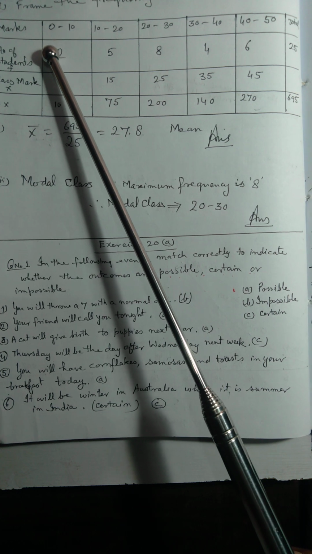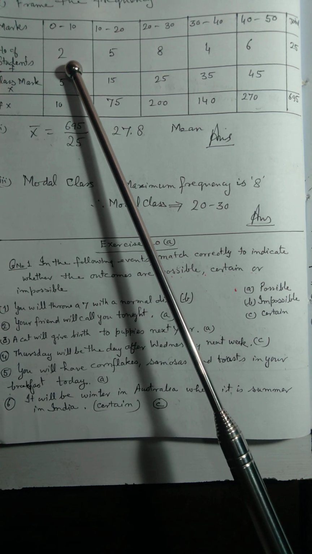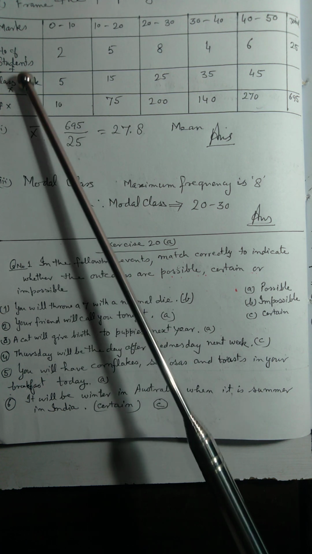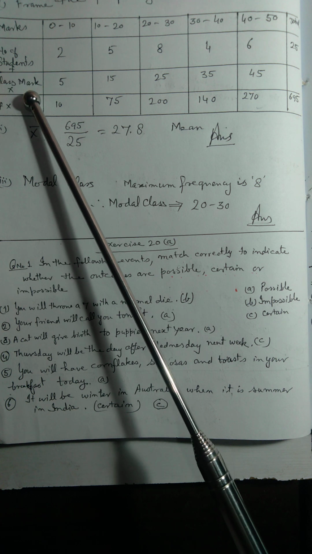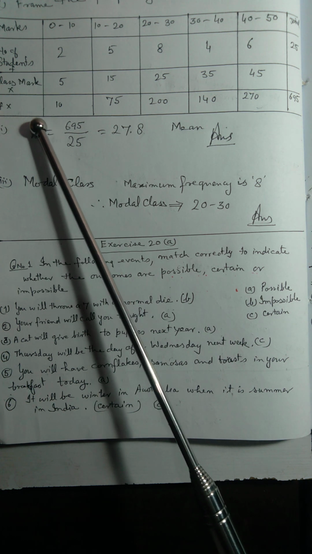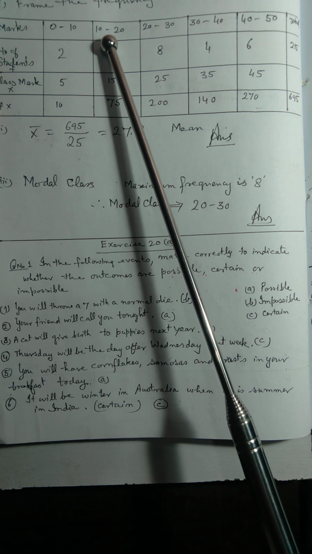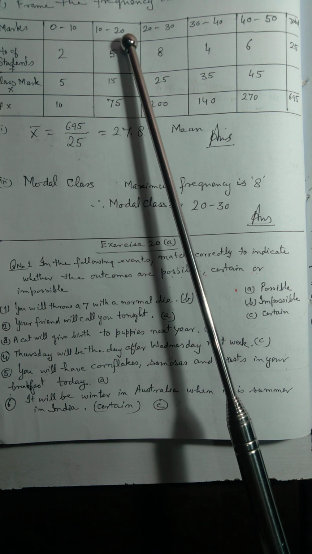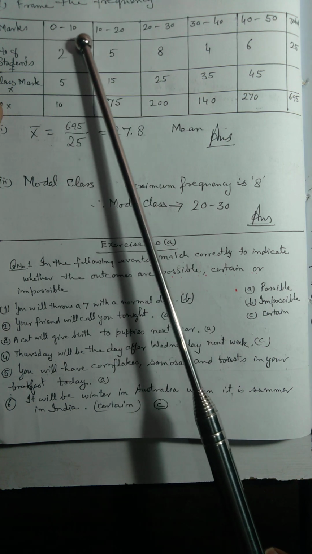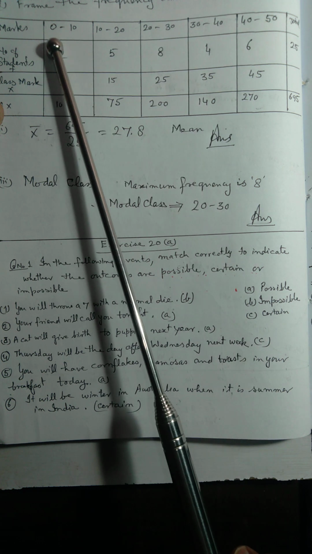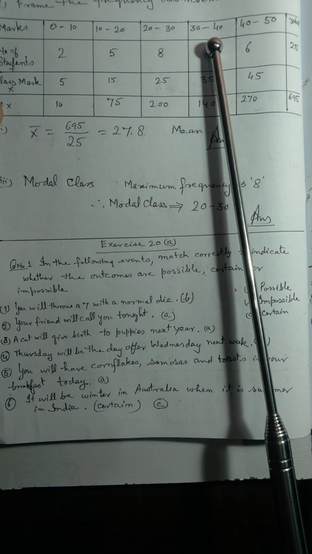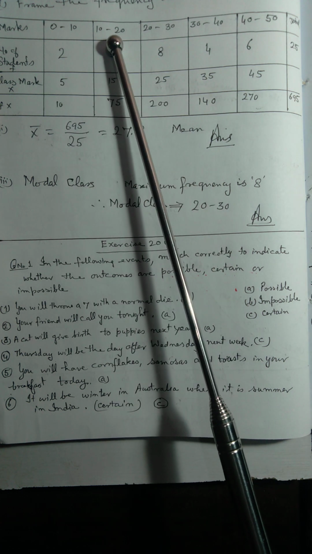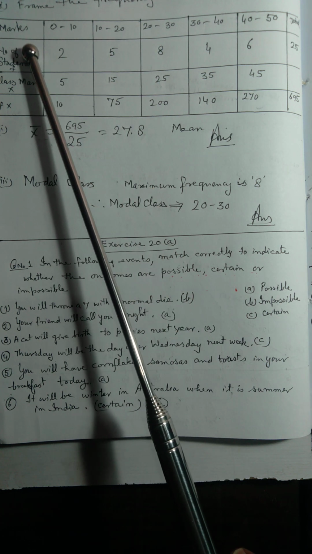Marks, you see here, 0 to 10, the number of students is 2, class mark is 5, product of the frequency and class mark, that will be fx, it will be here 10. Similarly for the second class, 10 to 20, because we have collected this data from the given histogram. The histogram is already given in the book, so with the help of that histogram I have prepared this table.